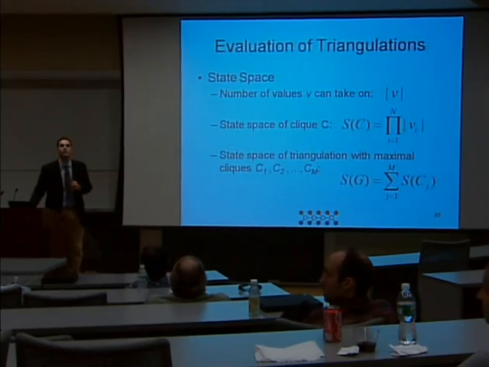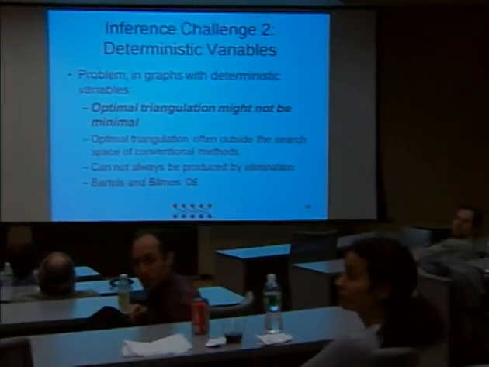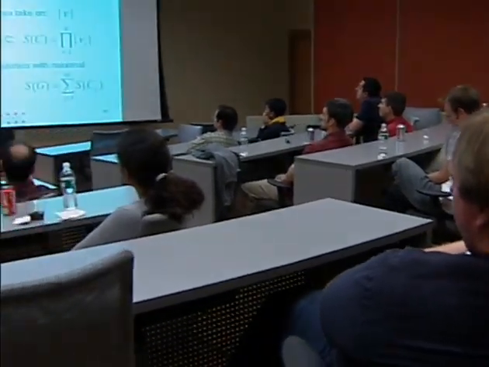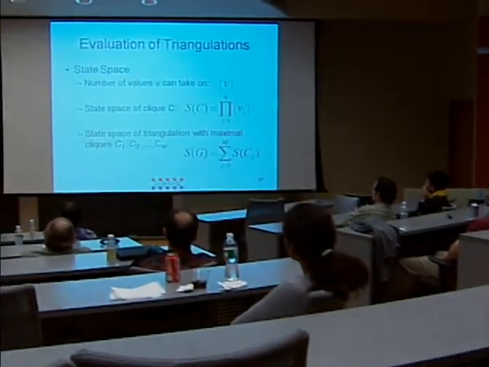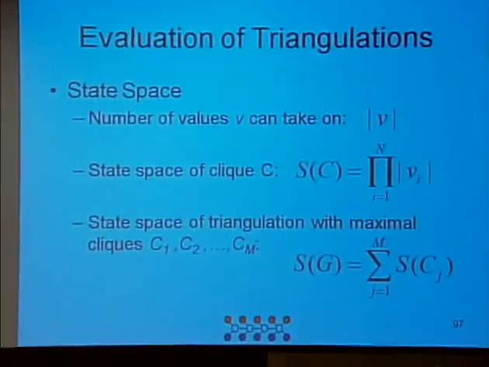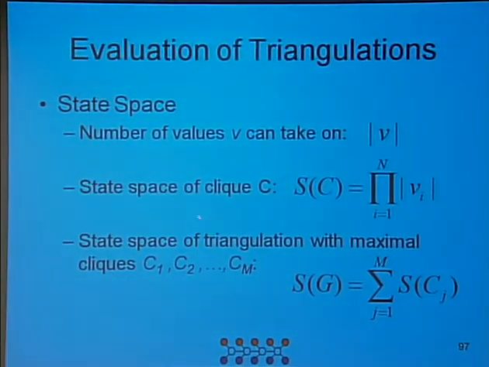I have a quick question. Can you define what you mean by optimal? Okay, that's the next slide. So we have a particular measure called state space. I'll define what it is real quickly, and then I'll explain how it relates to the real graphs.